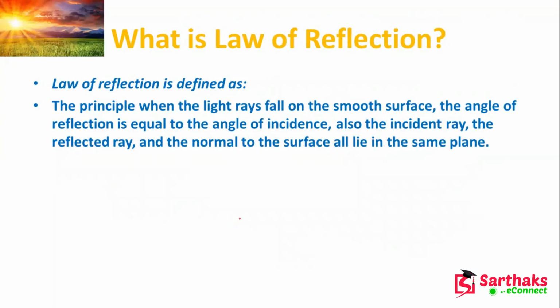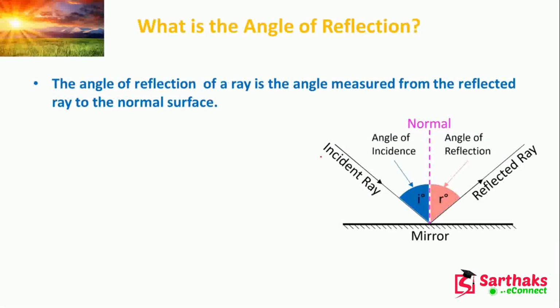Now, what is the law of reflection? The principle is that when light rays fall on a smooth surface, the angle of reflection is equal to the angle of incidence. Also, the incident ray, the reflected ray and the normal to the surface all lie in the same plane. This is the law of reflection. Now, what is the angle of reflection? The angle of reflection of the ray is the angle measured from the reflected ray to the normal.